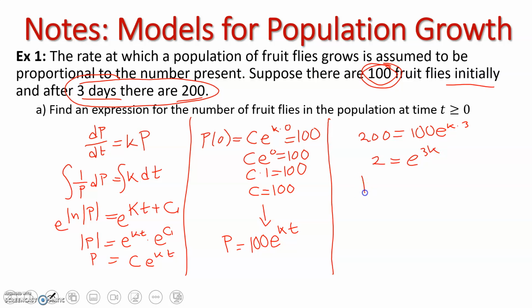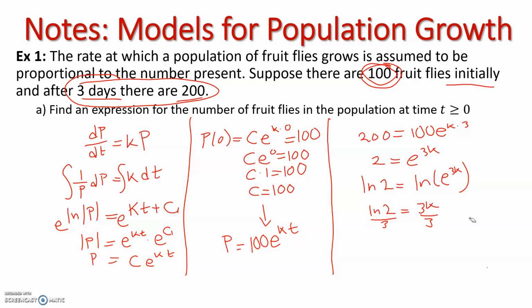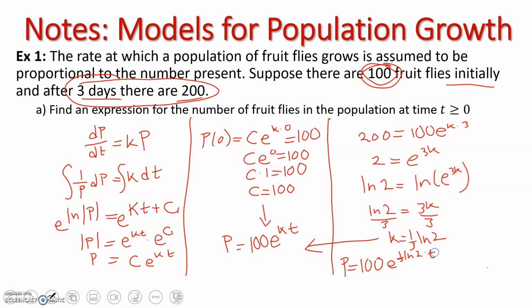And then take the natural log of both sides. ln of 2 equals ln of e to the 3k, which becomes 3k, and then we divide both sides by 3. All right, so we get then that k is 1/3 ln of 2, and then plugging this back in here, we see that P is 100 e to the 1/3 ln 2 times t.